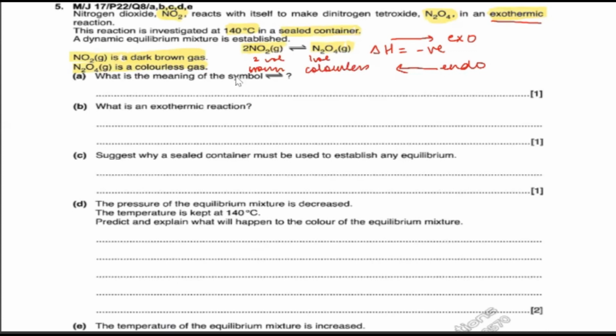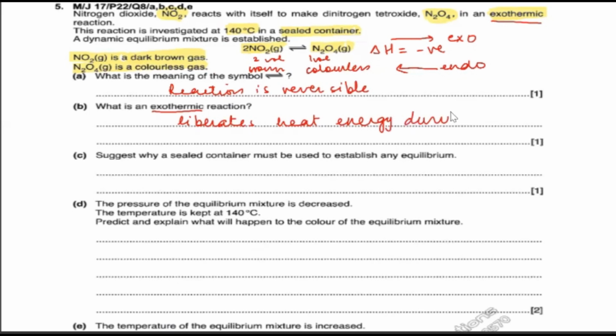Now, what is meant by this arrow? This arrow shows that the reaction is reversible, or you can write that the reaction will go in the forward direction as well as in the backward direction. What is an exothermic reaction? Exothermic reactions are those which liberate heat energy during the reaction.